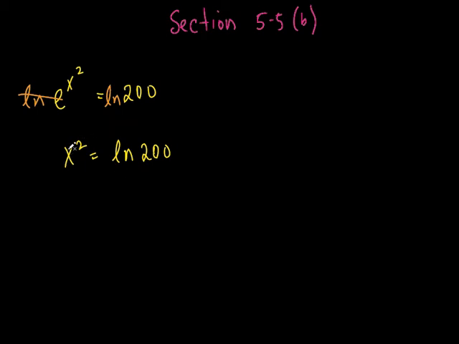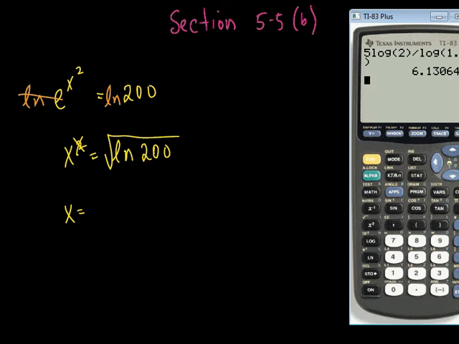Now, how do you get x by itself? Square root both sides. Good. So that'll cancel this. We'll get that. And then you just chuck that in your calculator. All right, so we get the square root of natural log of 200. I put two parentheses. You understand why? This first one is for the 200. This second one takes that whole natural log. All right, and then there you go.